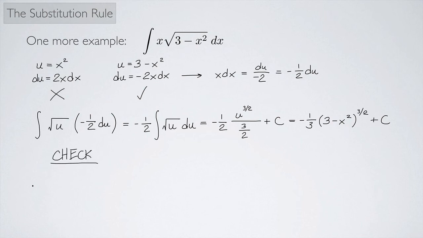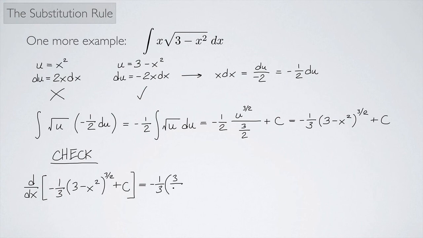So for my check, I'm going to take the derivative of this. Let's see if it does work. So I have the derivative of negative 1/3 times 3 minus x squared to the 3/2 plus c. Okay, so when I do the derivative, that 3/2 is going to come out front. So I have negative 1/3 times 3/2 times 3 minus x squared, and then this will be a 1/2 now. And then the derivative of the inside would be minus 2x. And the derivative of the constant will go away. And let's see what we have.